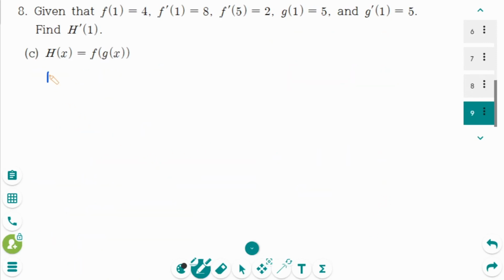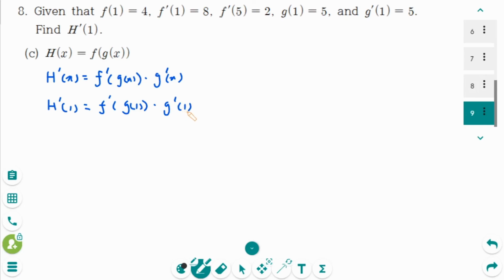Number C, h prime of x equals derivative of the outer function times derivative of the inner function. h prime of 1 equals f prime of g of 1 times g prime of 1. f prime of g of 1 equals 5, g prime of 1 equals 5. Then f prime of 5 equals 2 times 5, which is 10.